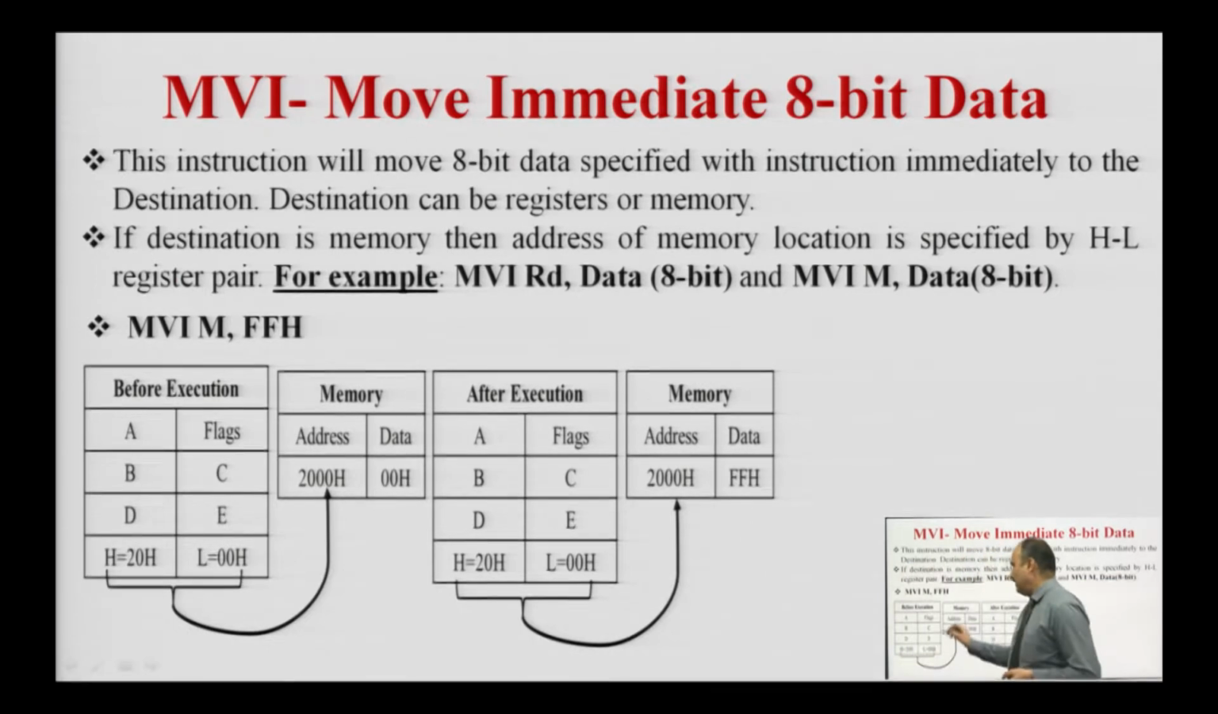So, let us see the example of the instruction, that is MVI M, comma FFH. So, in this instruction, this FFH is nothing but the 8-bit data which is specified with the instruction. Before the execution of this instruction, the address of this memory location is given by the HL register pair. So, HL register will give the address, that is 2000 H, and at this memory location 2000 H, the data is 00 H.